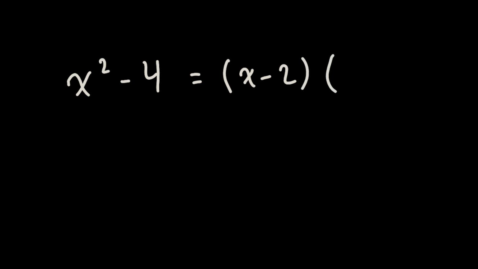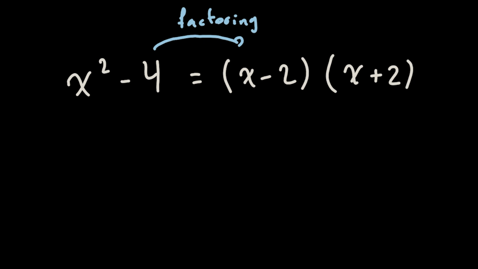So if we have x to the power 2 minus 4, we all know that this is nothing but x minus 2 multiplied by x plus 2. Okay, so this is called factoring. And this is called expanding.